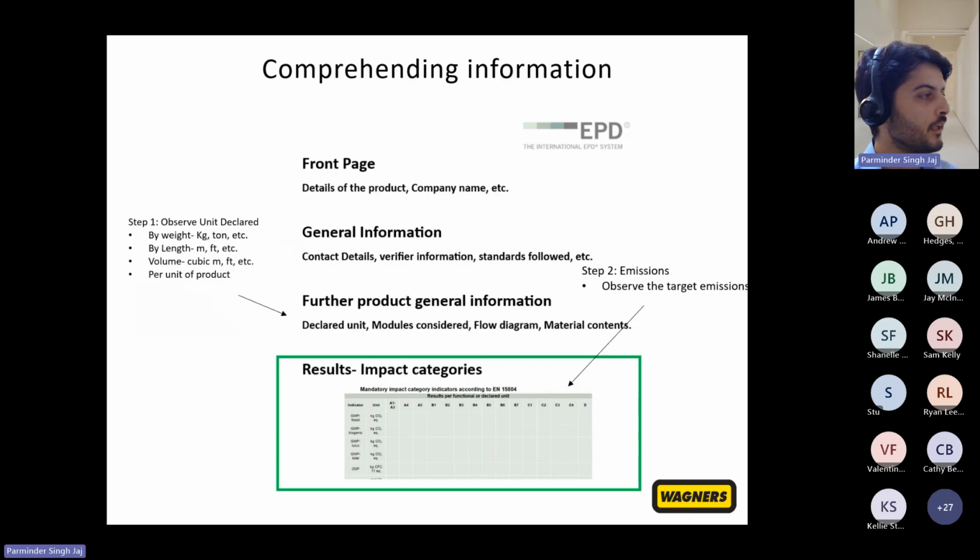So how to comprehend the information? In my personal opinion, I usually look for the declared units. So what sort of quantities are used to calculate EPDs? It can be in kgs, tons, cubic meters, etc. And then you jump straight onto the tables that tell you about the emissions.